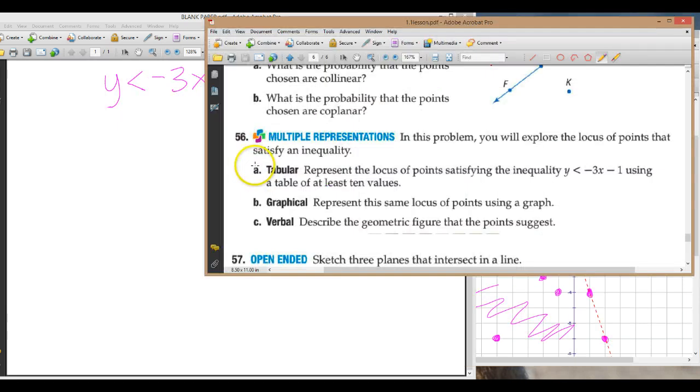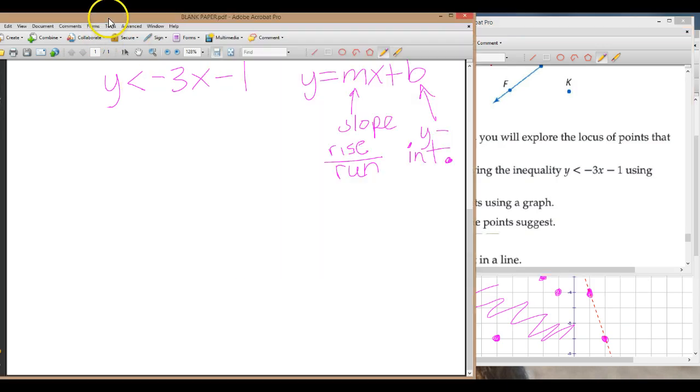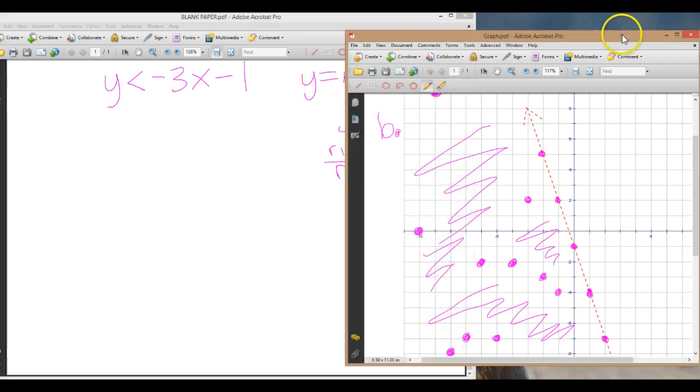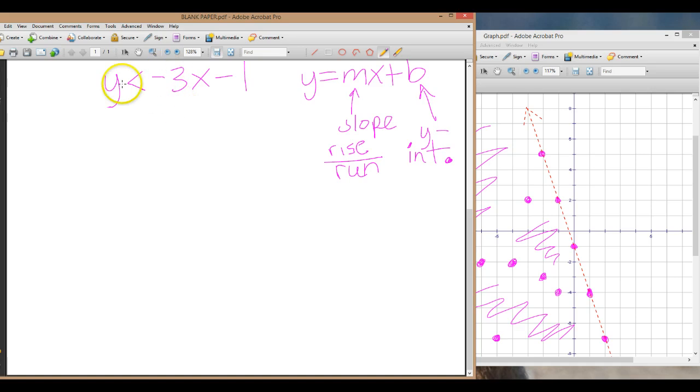Part C says, describe the geometric figure that the points suggest. So, what we want to do is take a look at our graph, and we notice that all the points that we plotted are over here in this region, right here, and I'll get to this in just a second. So, they're bounded by some sort of line. So if we look at our inequality, y is less than negative 3x minus 1.